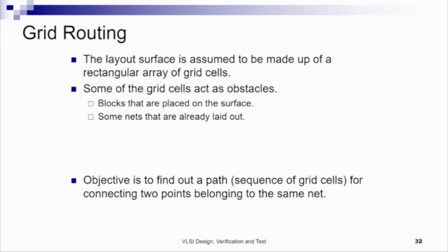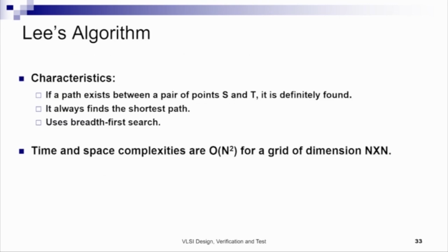So what is the objective? The objective is to find a path, a sequence of grid cells, for connecting two points belonging to the same net. We do this through Lee's algorithm. One of the important grid routing algorithms is Lee's algorithm.